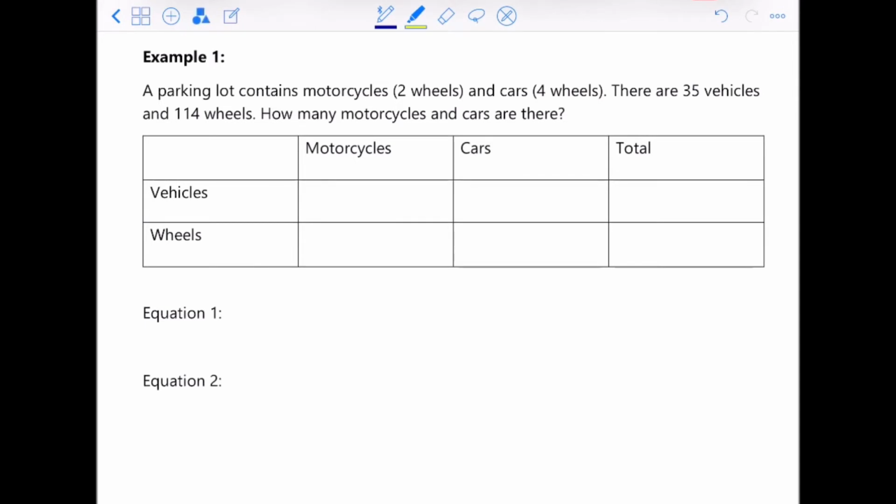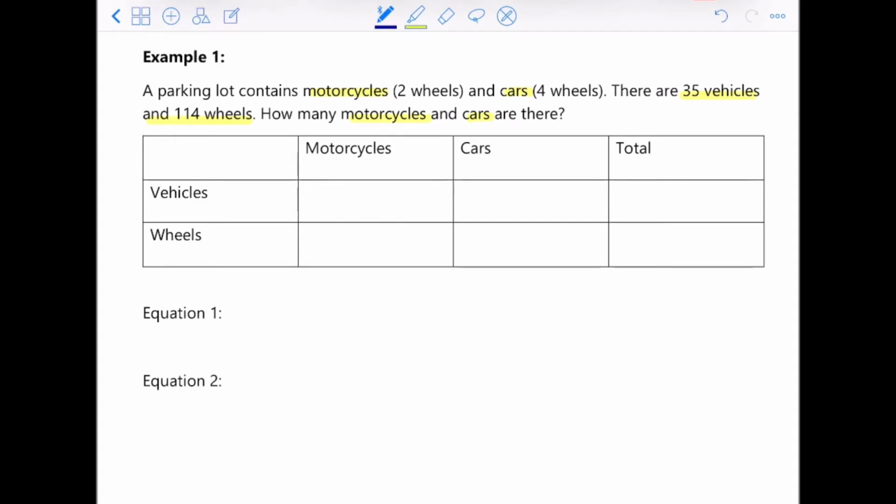A parking lot contains motorcycles and cars. There are 35 vehicles and 114 wheels. How many motorcycles and cars are there? The table is given to you, so let's fill in what we already know.